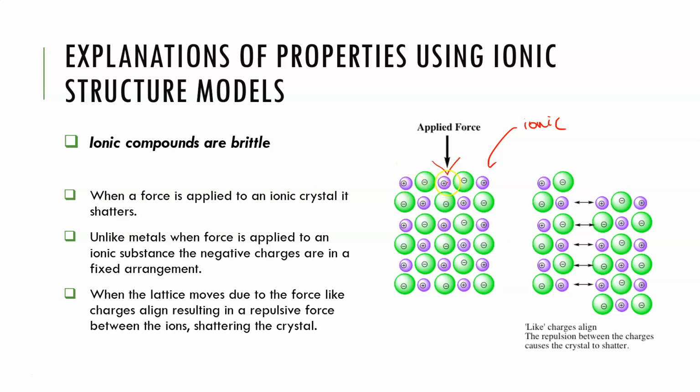So what happens now is one part will shift down, and all of a sudden we will end up with like charges being next to each other. These will align. The repulsion between these charges will then cause the crystal to shatter. They will just push and basically smash the crystal apart. So when the lattice moves due to the force, it causes the like charges to align. That repulsion of those like charges causes the crystal to shatter.